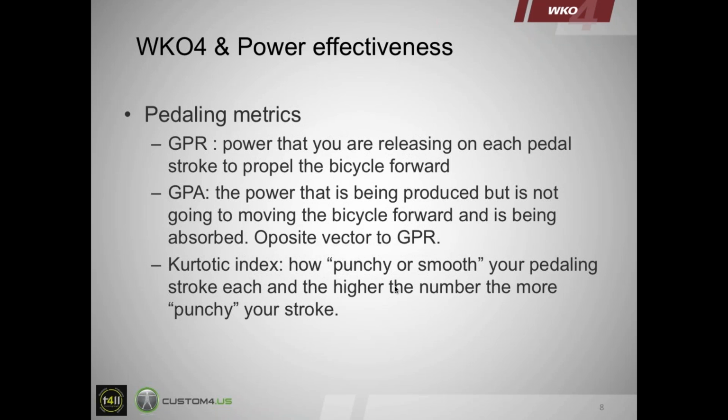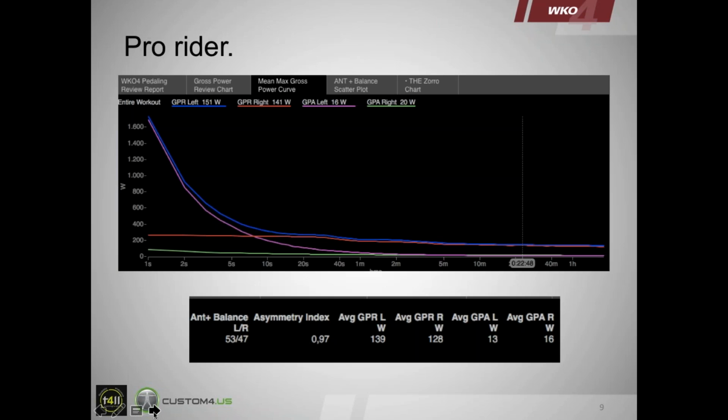So the Kurtotic Index could give us an idea about the level of the pedal technique of the cyclist. And normally, a good value of Kurtotic Index is 4 more or less, but the lower this value, the smoother you pedal. We have studied some different cyclists, and later we're going to see more or less the normal values for pro cyclists and the normal values for amateur cyclists.